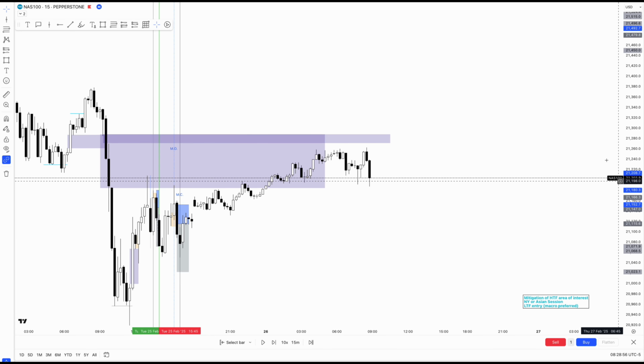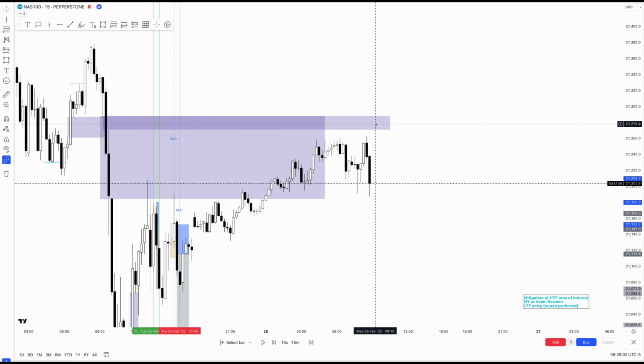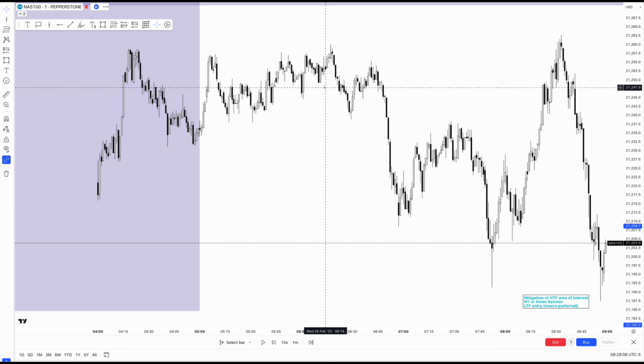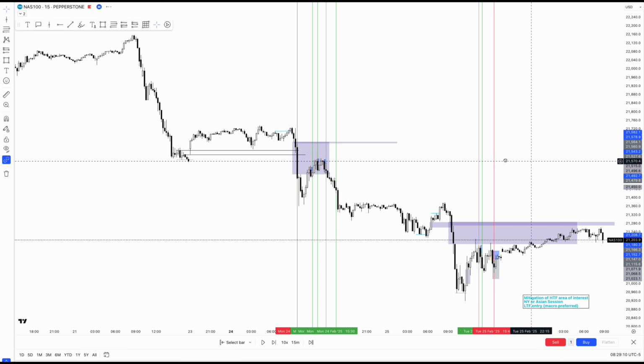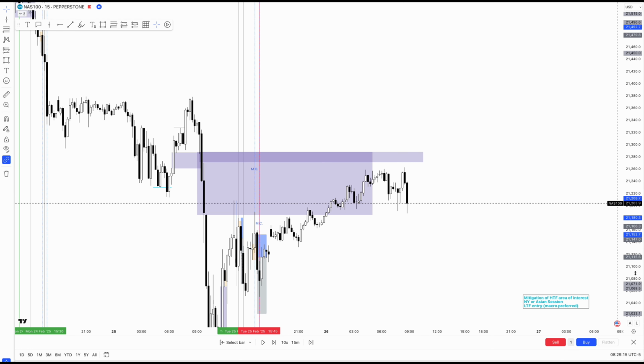Got a New York session start right here. Still in this area, so I guess it would be valid to look for sells here, but overall I still want to look for it to touch this imbalance or this order block here. But let's see, it's still in session, so I'll see what plays out. Let's take another look at the analysis because I know I was rushing through that.